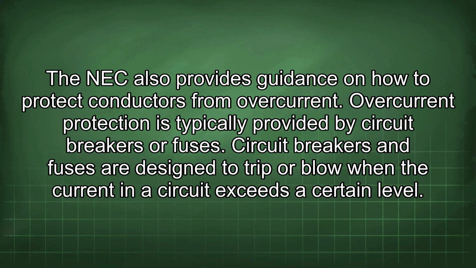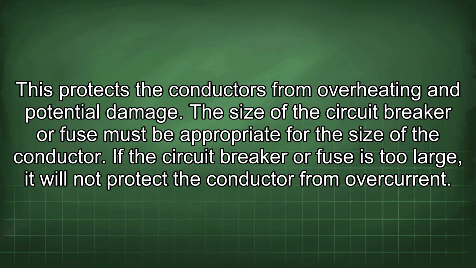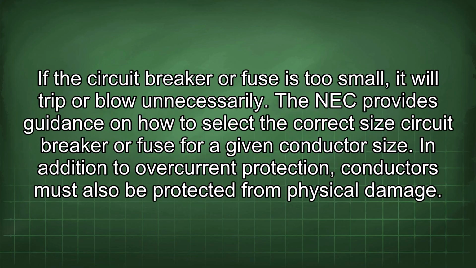Overcurrent protection is typically provided by circuit breakers or fuses. Circuit breakers and fuses are designed to trip or blow when the current in a circuit exceeds a certain level. This protects the conductors from overheating and potential damage. The size of the circuit breaker or fuse must be appropriate for the size of the conductor. If the circuit breaker or fuse is too large, it will not protect the conductor from overcurrent. If it is too small, it will trip or blow unnecessarily. The NEC provides guidance on how to select the correct size circuit breaker or fuse for a given conductor size.